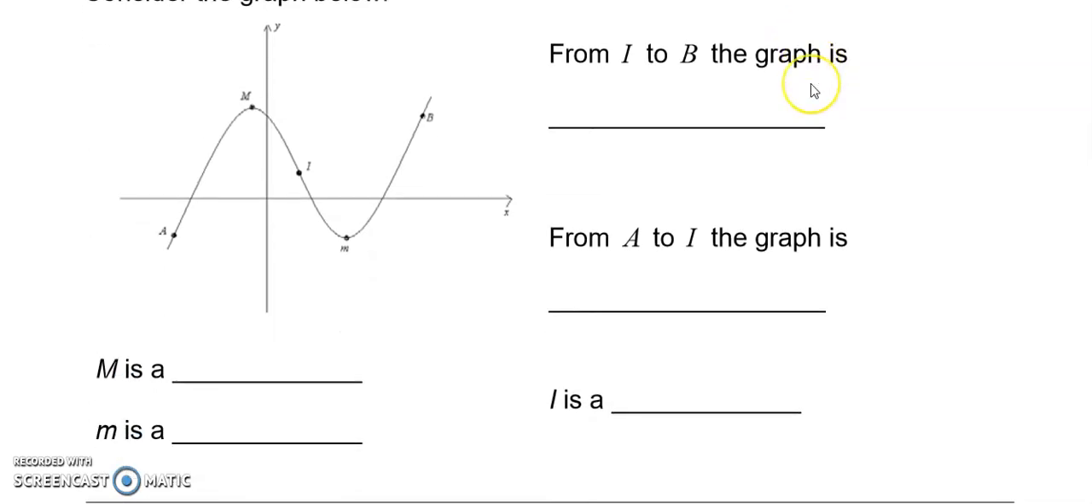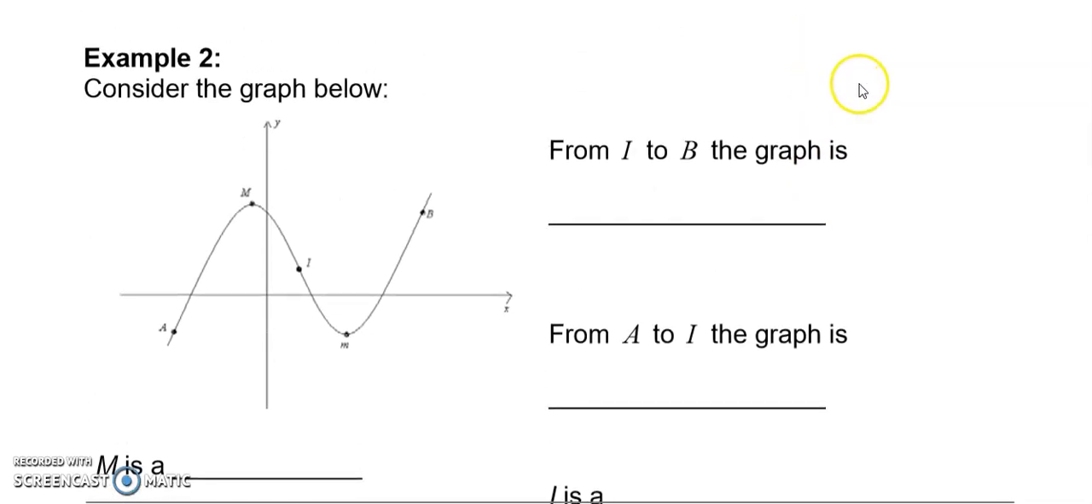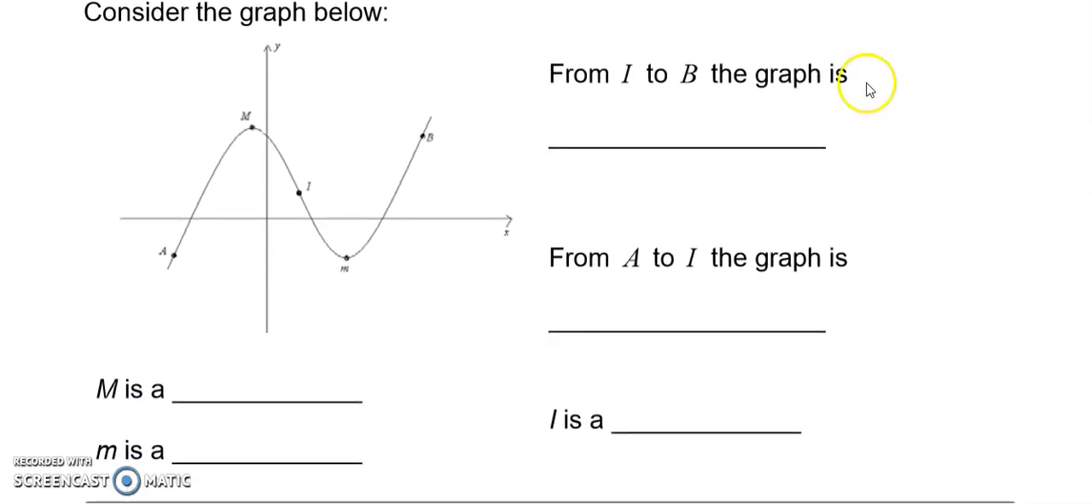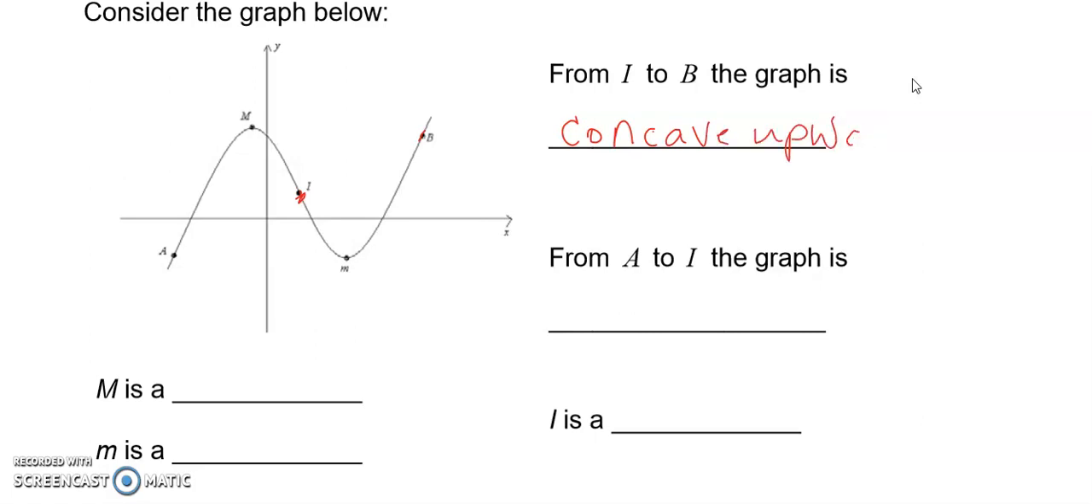This is just a very simple example. I'll fill in the blanks with you just to show you what's done. It says, consider the graph below. You can see it's almost like the one I just drew on the previous page. From I, which is right here, to B, which is right here, what does that section of the graph look like? It looks to my old eye like it's concave upward. It's concave up.